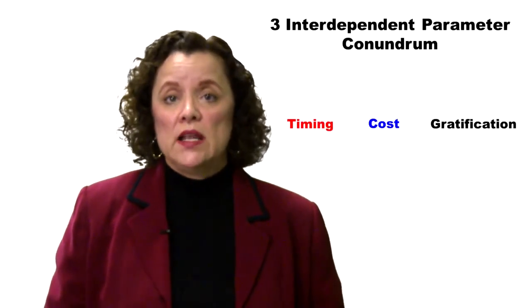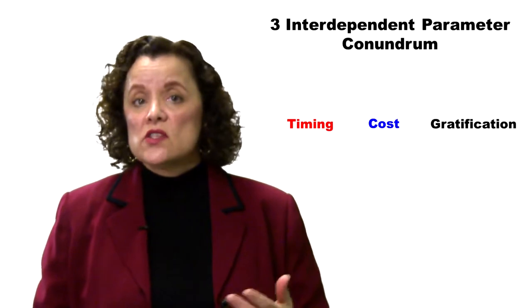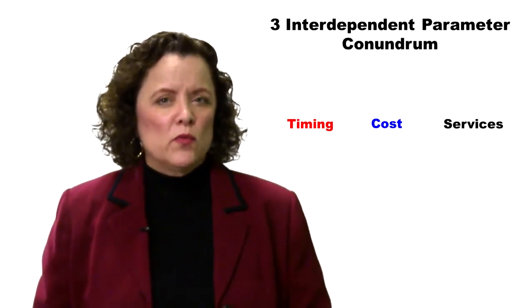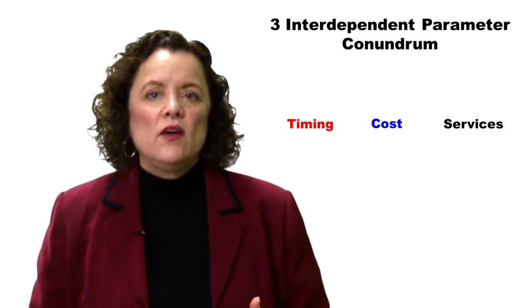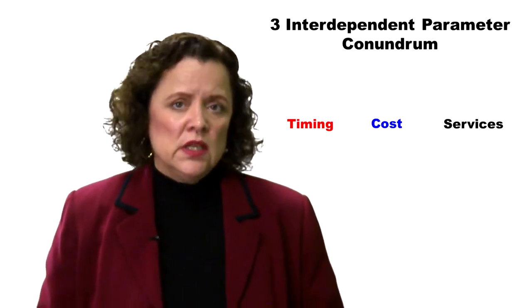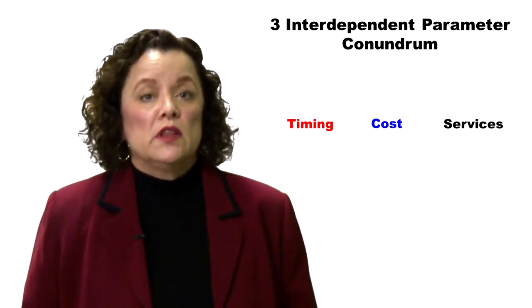The three interdependent parameter conundrum also applies in other areas of business. In the contract negotiation sector, these three variables might be timing, cost, and gratification. In the services sector, these three elements might be timing, cost, and services. The relevance to you is, how do these three parameters rank in terms of importance for you? If you know that, you'll have an easier time understanding which variables mean the most to you.